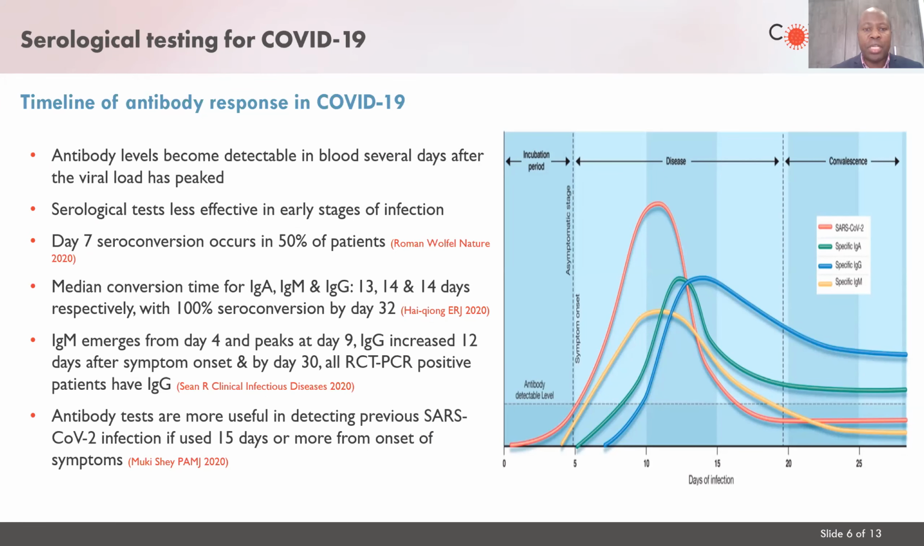So, timeline to antibody response in COVID-19. The antibody response really appears a bit later after the viral shedding. Day 7 seroconversion appears in 50%. So meaning that the majority of seroconversion comes around 13, 14 days following viral shedding. So IgM emerges quite early, around 4 days. And so that means that antibody tests are more useful in detecting previous SARS-CoV-2 infection if used 15 days or more from onset of symptoms.